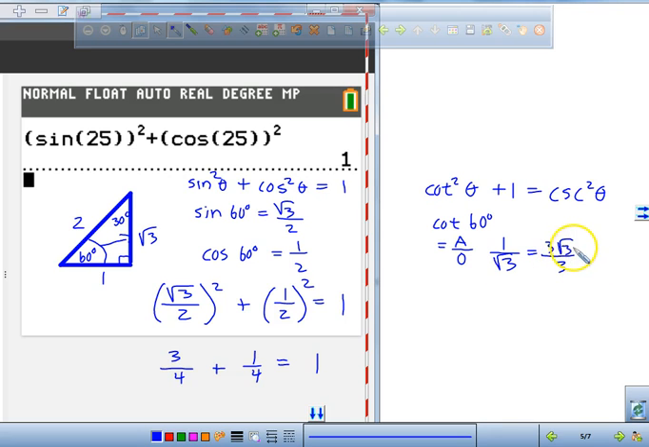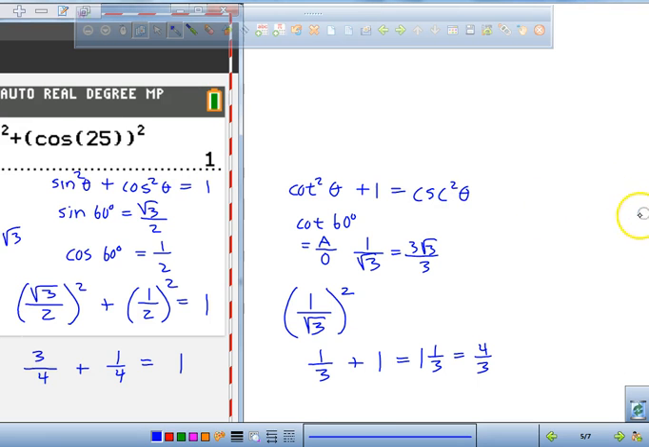So if we square that, what does that become? What is 1 over radical 3 if we square it? Yes, that becomes 1 over 3. Now if we add 1 to that, that becomes what? 1 and a third, which is 4 over 3. So cosecant squared. What's the relationship of cosecant of 60 degrees? What does that compare?